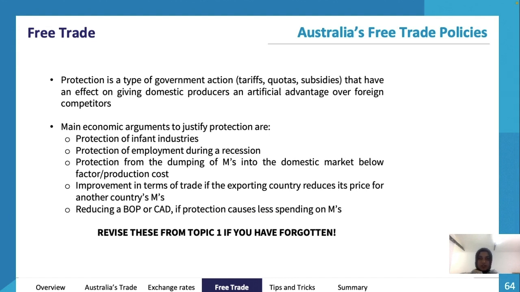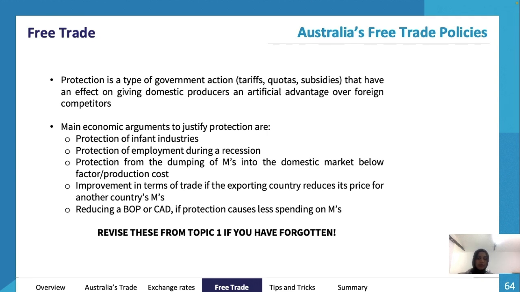Alright, so let's start off with Australia's free trade policies. So first of all, we want to basically figure out what protection is. Protection is a type of government action, whether that be tariffs, quotas, subsidies, that have an effect on giving domestic producers an artificial advantage over foreign competitors. Okay, so essentially you're protecting your local businesses so that when foreign competitors come into Australia and compete with the local businesses, the local businesses have an artificial advantage, right?